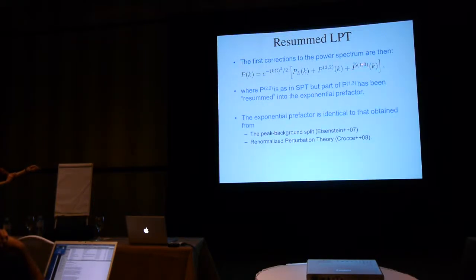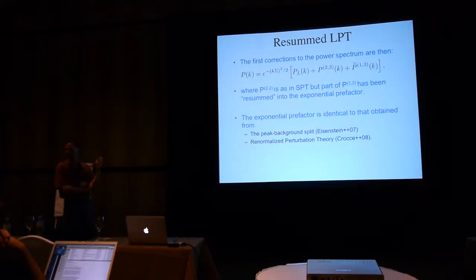It differs by the fact that, remember, this sigma is an integral of P. So if I were to Taylor series expand this, this would have a P in it times a P. But that's exactly what P13 looks like. So what I've done is I've resummed part of P13 into this exponential. And this way of looking at it is actually very nice, because what you can show is this exponential prefactor is identical to that obtained in the peak background split or in renormalized perturbation theory.